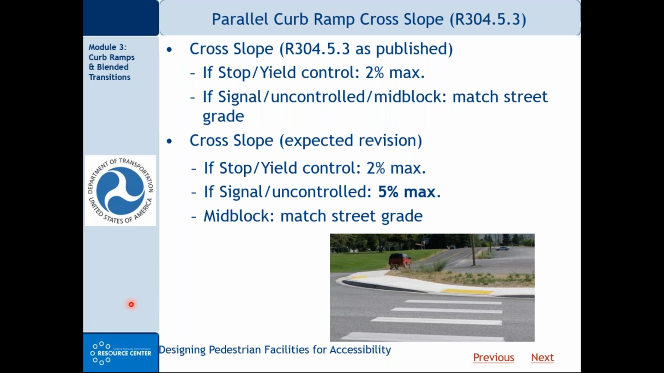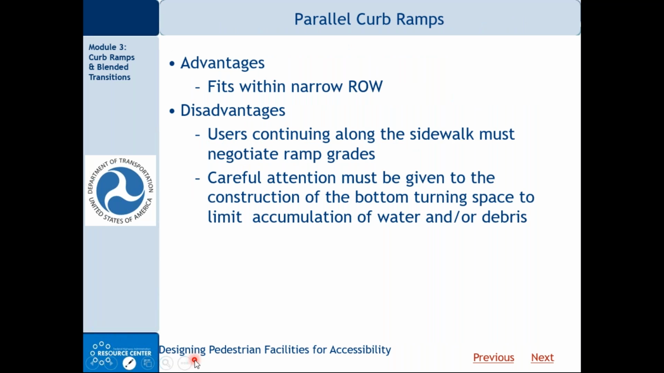And these are the cross slope requirements for parallel curb ramps and for the corresponding crosswalk. These are identical to the ones I shared with you a few minutes ago, so unless someone has questions, I'm not going to repeat that again, other than to note again that these are for new construction. The advantages, or the main advantage of parallel curb ramps, is that they fit within the narrow right-of-way, as you saw.